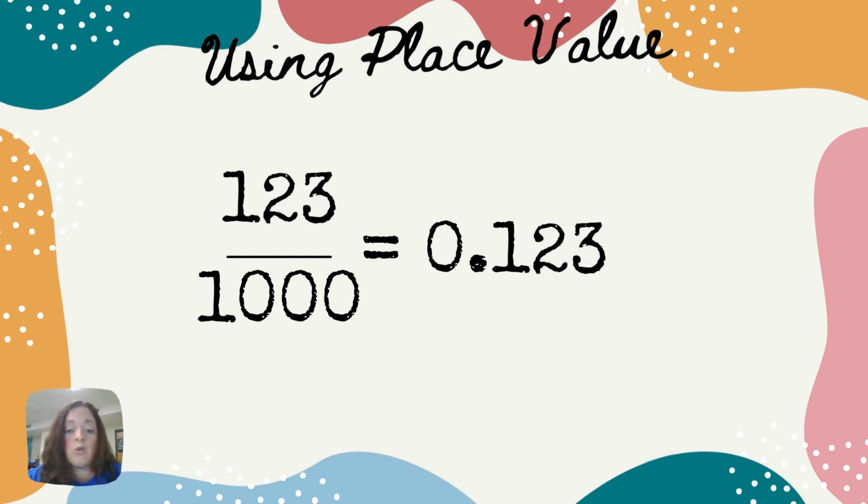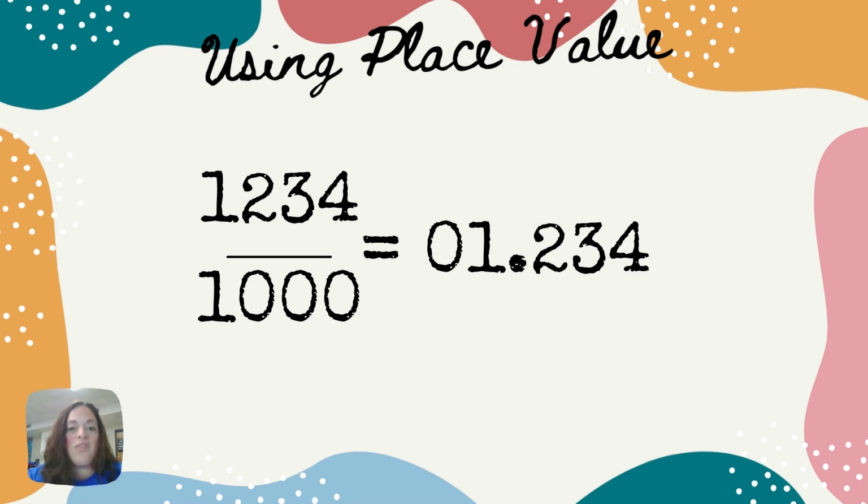Here's the fraction 123/1000. The way we place this as a decimal is we take the last digit of the top number and place it in the 1000th place. So the 3 goes in the 1000th place, the 2 goes in the 100th place, and the 1 goes in the 10th place: 0.123.